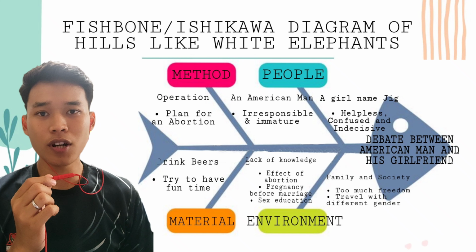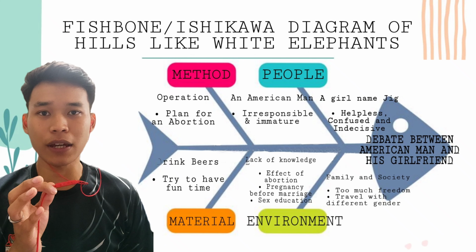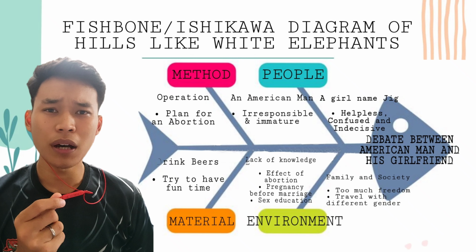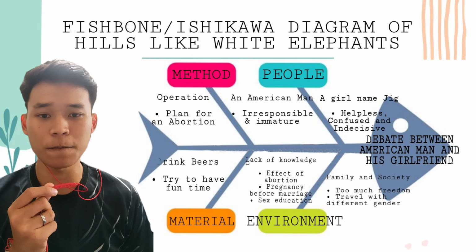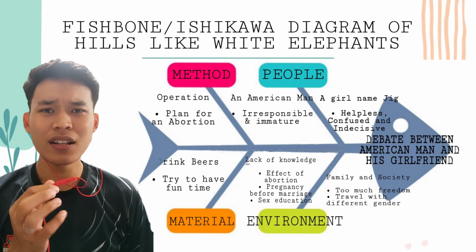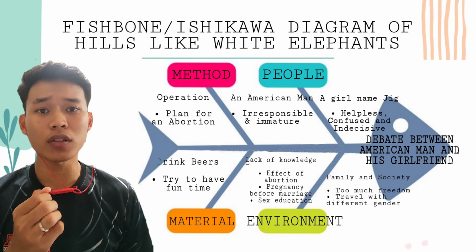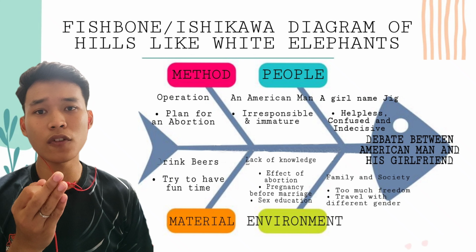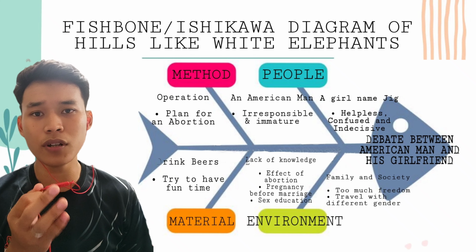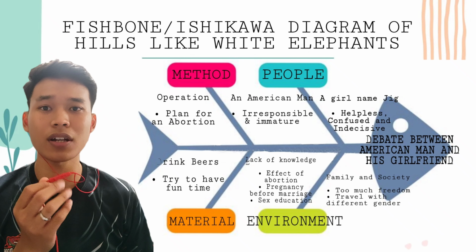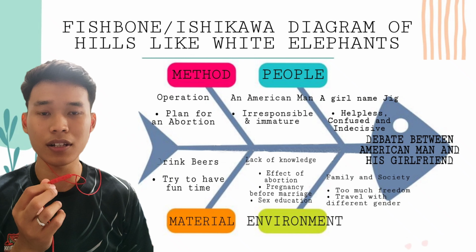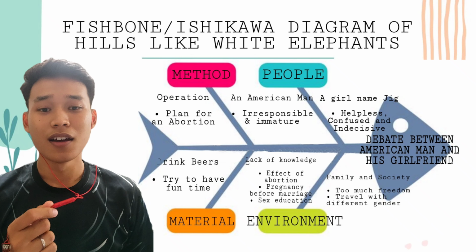Second, from the dramatic aspect, is doing an operation. The American man convinced her to do an abortion, but she refused. This is because they have different perceptions of abortion. Next, they drink alcohol to try to have fun during their conversation. Both of them drink throughout their conversation to avoid each other, and the problem is their relationship itself.